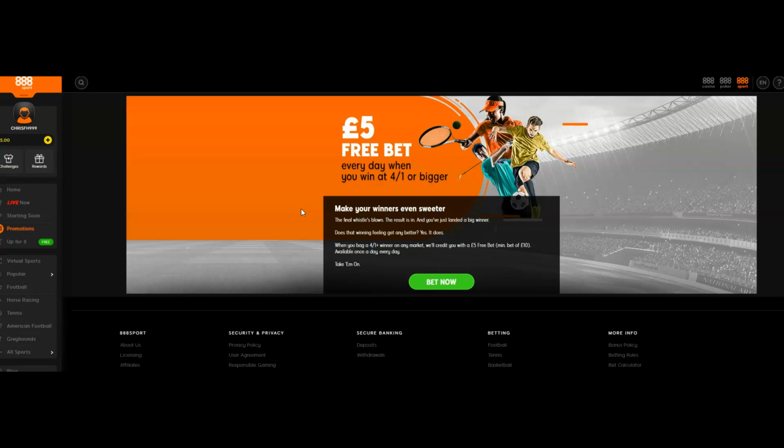Just another example of a free bet. This time it's from 88 Sport. £5 free bet every day when you win at 5 to 1. Sorry, 4 to 1, which is 5.0 or bigger. So this is how we play this one. So just going to their website.